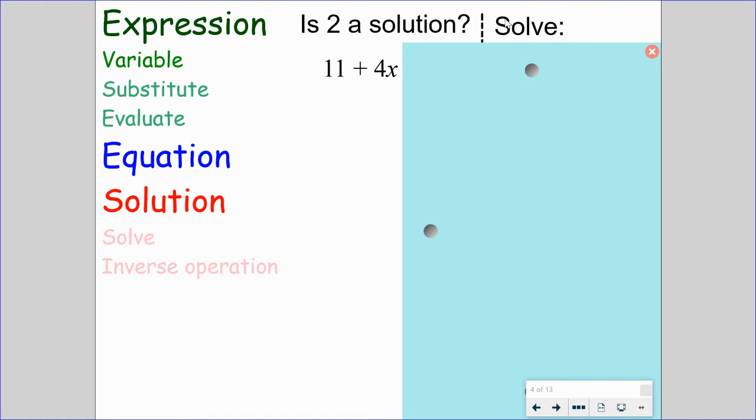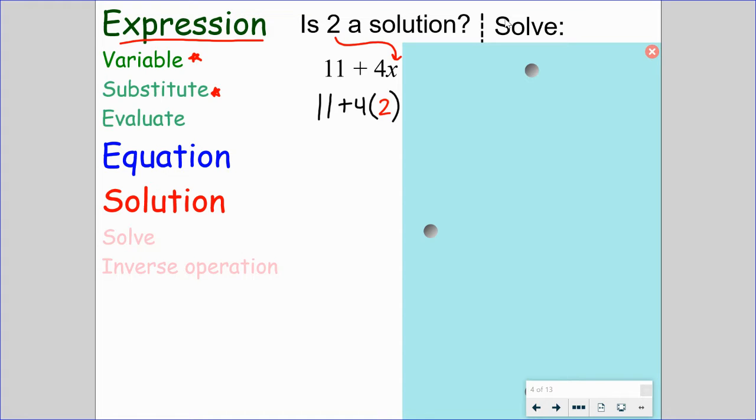Onward we go, folks. Let's talk about some vocabulary. Notice an expression. We've talked about algebraic expressions before. An algebraic expression is made up of one or more numbers, symbols, and yes, variables. So for instance, 11 plus 4x, that is an algebraic expression. Now, variables, what we can do is substitute in a number. For instance, if we substitute in 2, instead of writing 11 plus 4 of some mystery number, we have 11 plus 4 sets of 2.